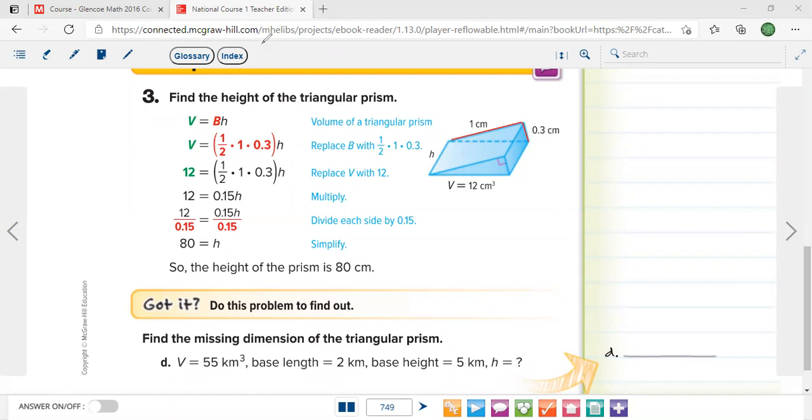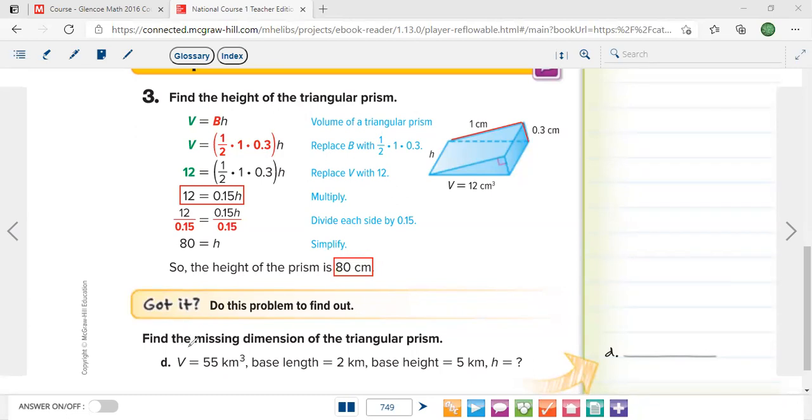Since this is a multiplication equation, we are going to solve it using division. So we'll divide both sides by 0.15. 12 divided by 0.15 will give you 80. So the height is 80 centimeters.